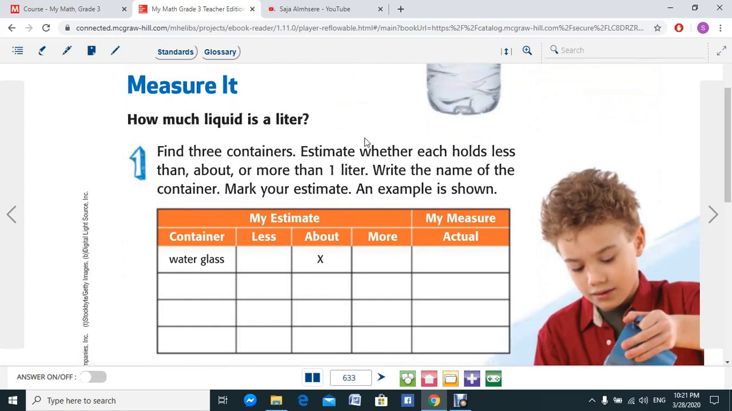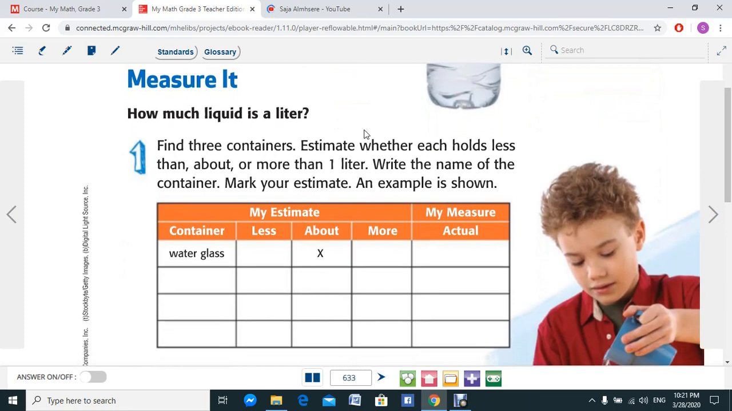Measuring it was like the inquiry activity in science. I couldn't do it for you. Samira did it and she did it perfectly. Thank you so much, Samira. I will put her video or a link for her video. So when you finish watching the lesson, I want you to watch her video to learn from her.